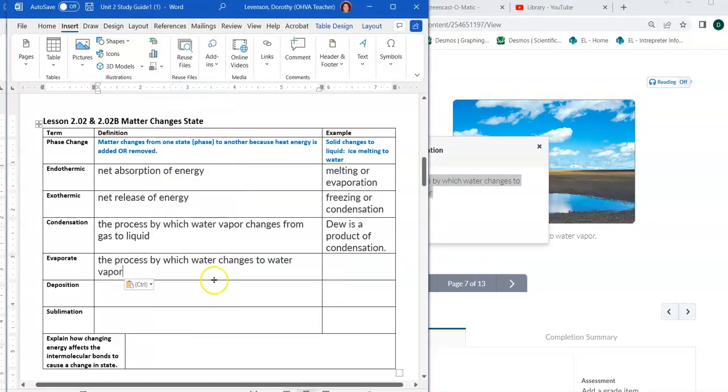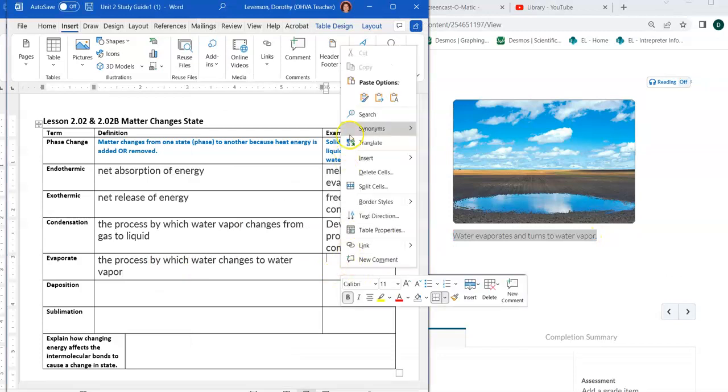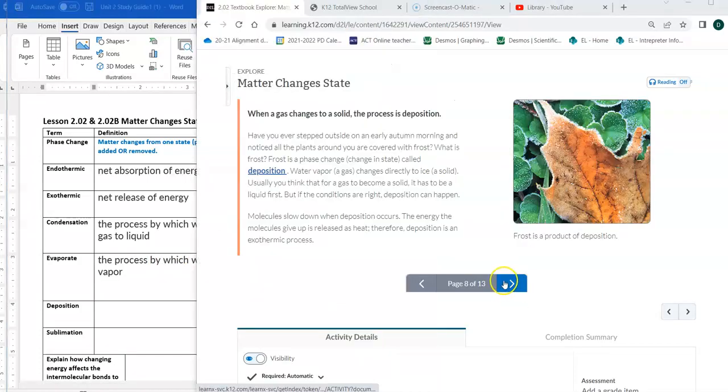And you can get that in there. And you can see water evaporates from the pond, right? Water evaporates to turn into water vapor. All right, we can go on to deposition.